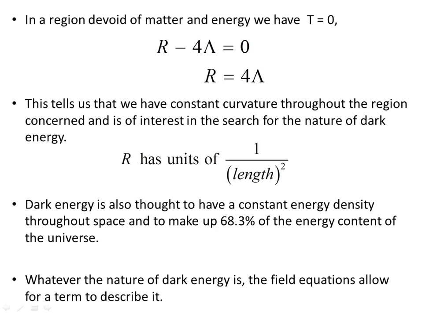Next step. In a region devoid of matter and energy we have T equals 0, so we're left with R minus 4 lambda equals 0, so R equals 4 lambda. Now this tells us that we have constant curvature throughout the region concerned, and it is of interest in the search for the nature of dark energy. Now R has units of 1 on length squared. Dark energy is also thought to have a constant energy density throughout space and to make up 68.3% of the energy content of the universe.